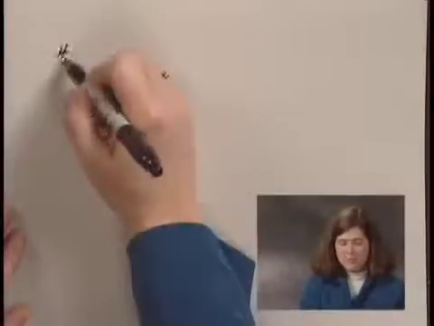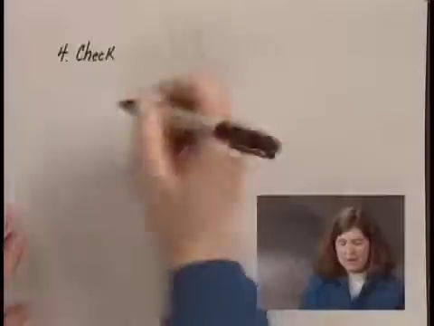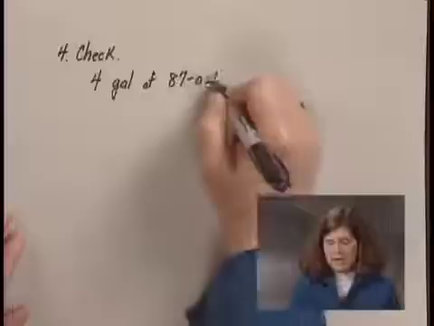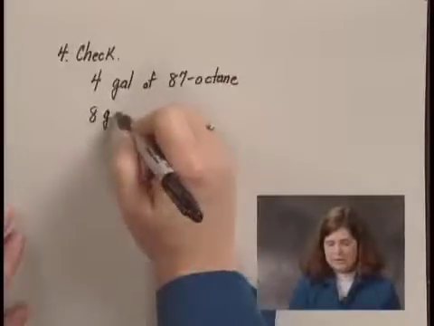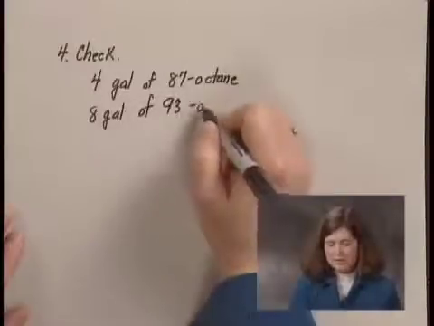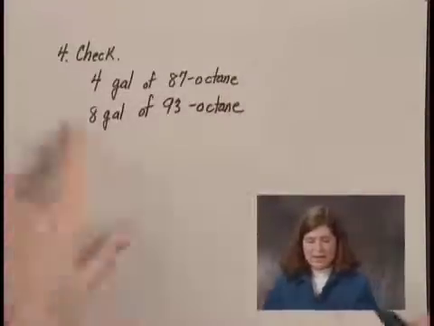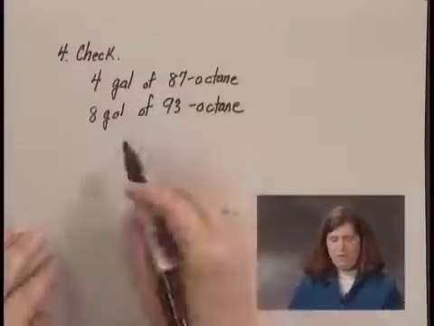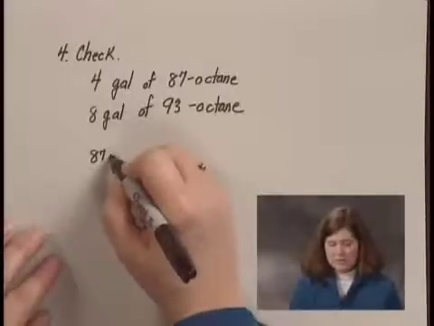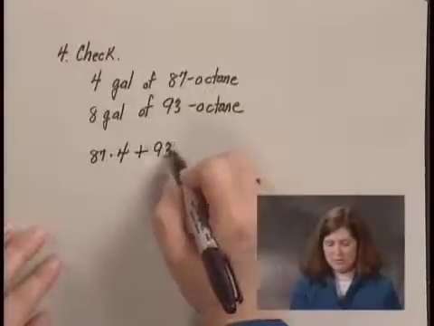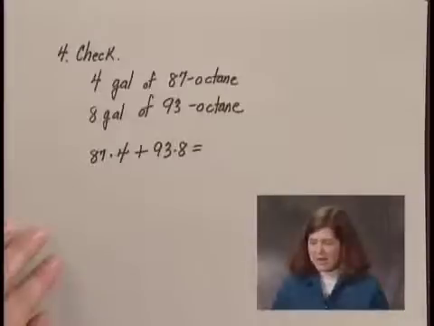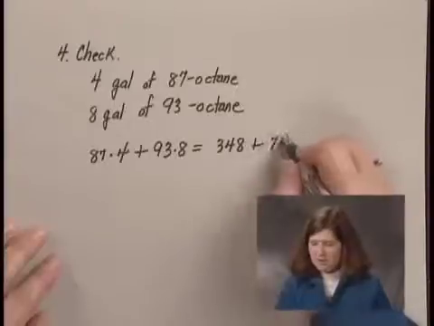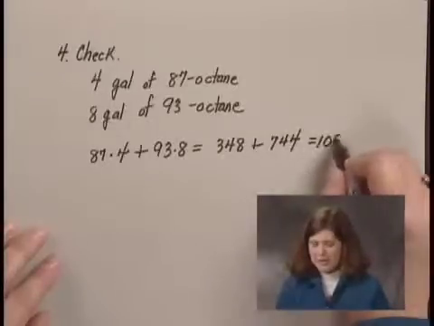I move to my fourth step, which is to check the answers. And my possible solution said I had 4 gallons of 87 octane gas and 8 gallons of 93 octane gas. And I can see that I would have 12 gallons of the mixture, which is what I'm looking for, 4 plus 8. Also, let's check the octane rating. 87 times 4 plus 93 times 8. If I multiply 87 times 4, I get 348. Multiply 93 times 8, I get 744. And when I add, I get 1,092.